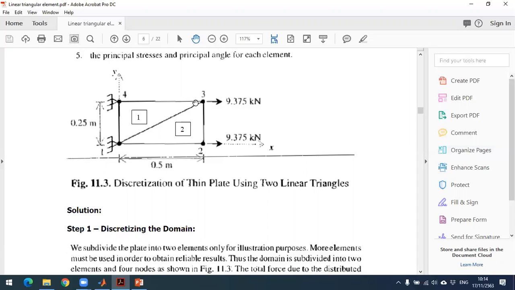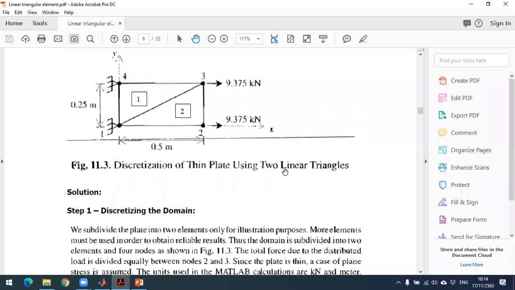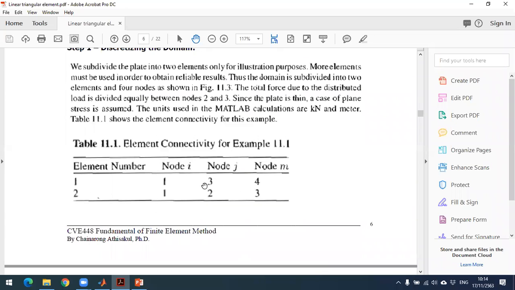This is very important. For this step, you have to write this table, which is very important. For element number 1, node I is node 1, node J is node 3, and node M is node 4. For element number 2, counterclockwise also: node I is node 3, node J is node 2, node M is node 4.